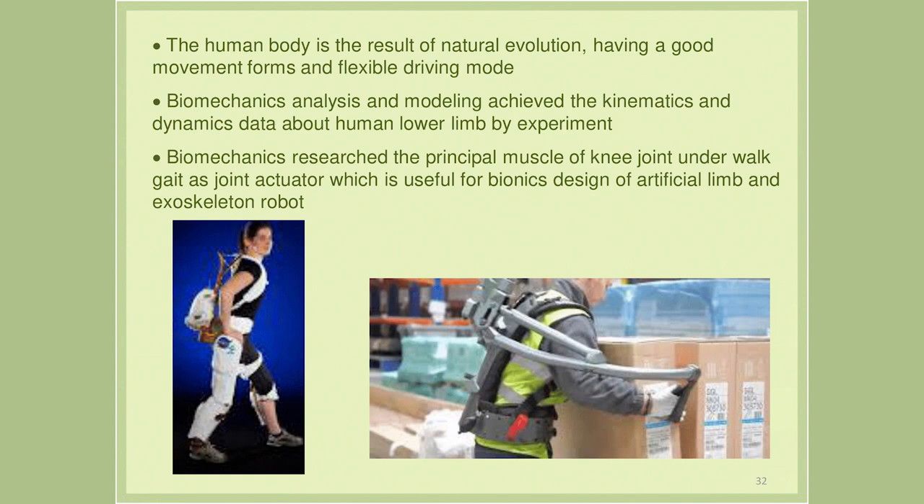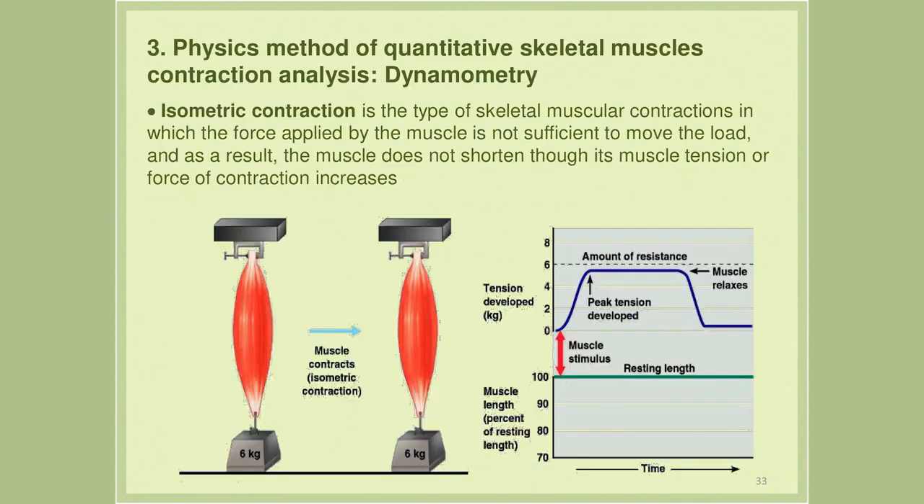Independently of that, the muscles' forces can't be measured directly. Let's consider that lucky case, that opportunity to do direct measurement of skeletal muscle contraction. This is the example of the physics method implementation in medical practice. So, the physics method of quantitative skeletal muscle contraction analysis is dynamometry.